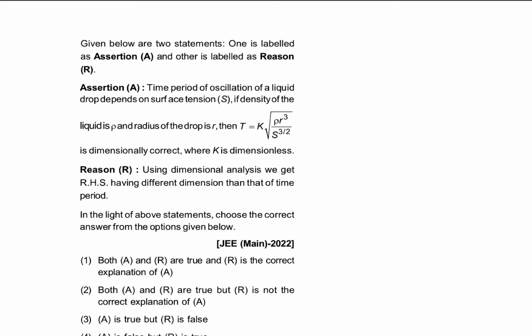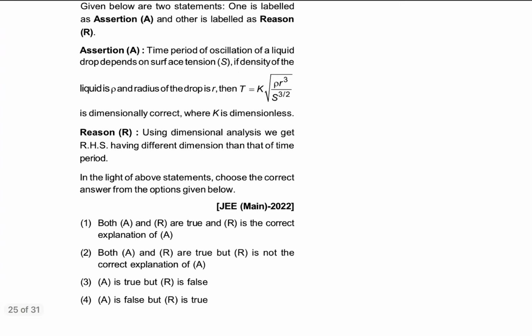I am giving different questions from different JEE Mains questions. Similarly, JEE Advanced also I have taken. We can see the assertion: time period of oscillation of a liquid drop depends on the surface tension S. If density of the liquid is rho, radius of the drop is r, then how are we writing the time? K is a dimensionless quantity.